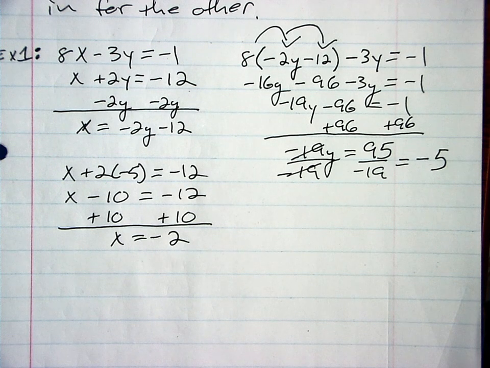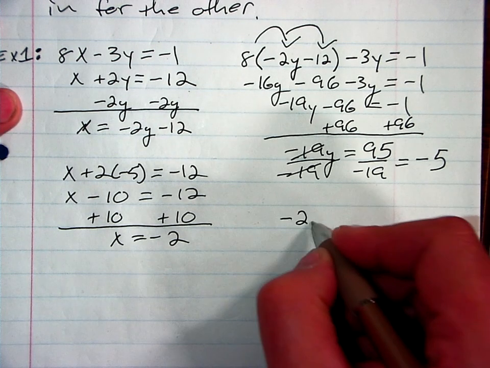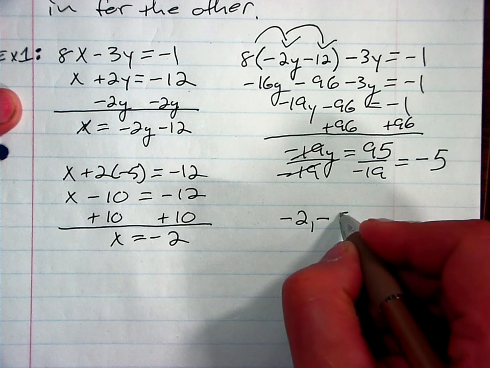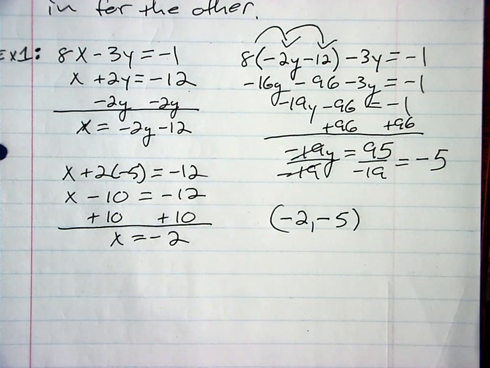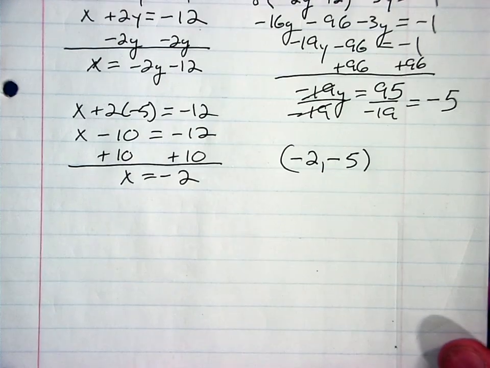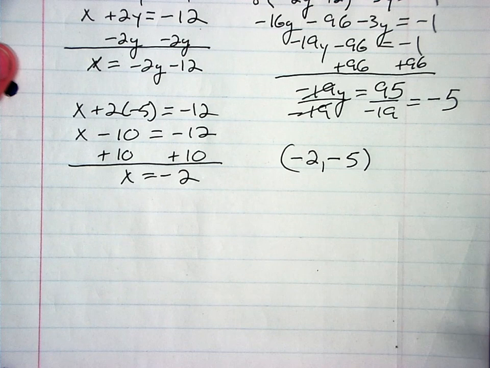If you remember back to yesterday or 2 days ago when we graphed, we found out that the solution to an equation is where they cross. So where do these two lines cross at? So we should write that as a coordinate or ordered pair. -2, -5 is your answer. So that wasn't too terribly difficult, I don't think. So let's try another one.